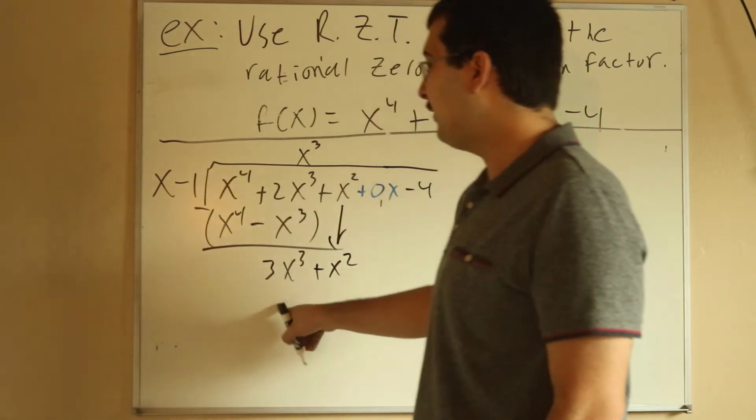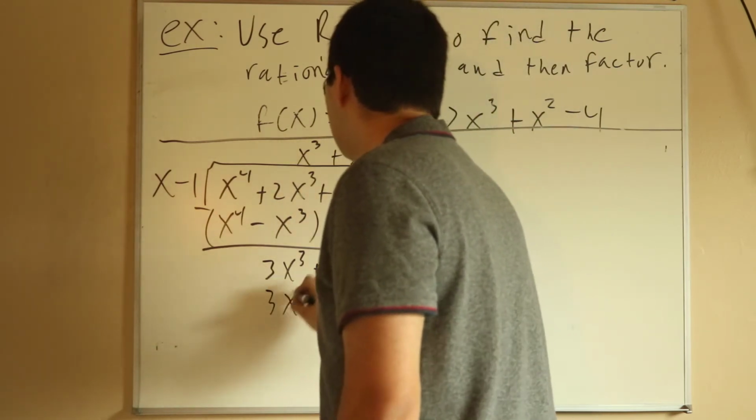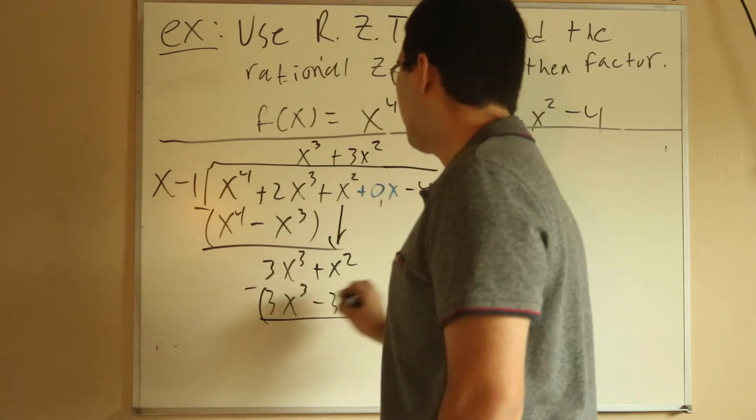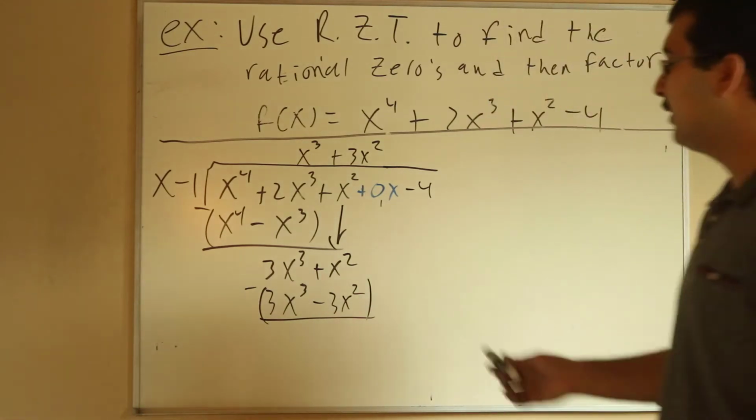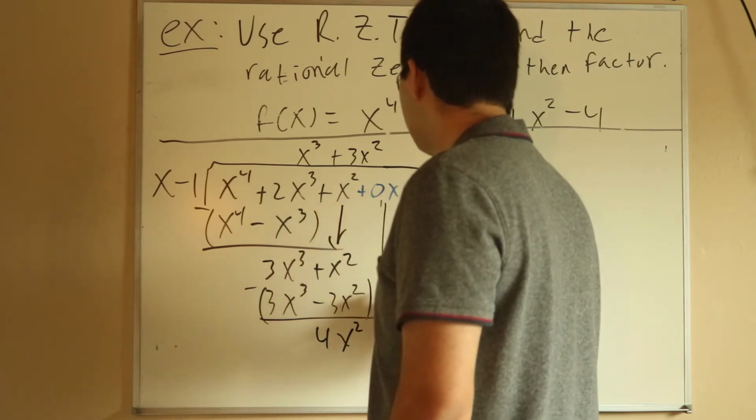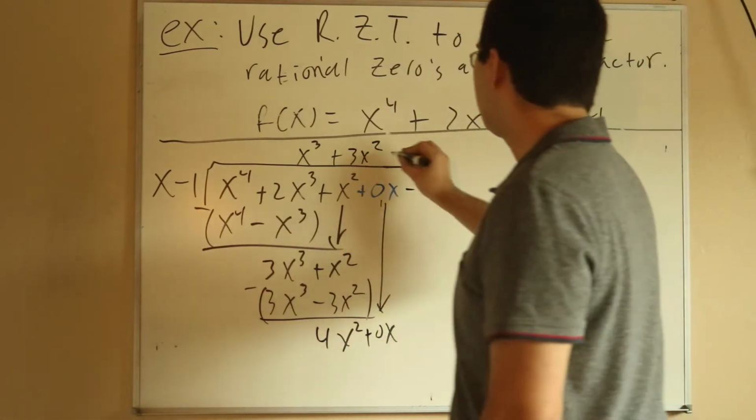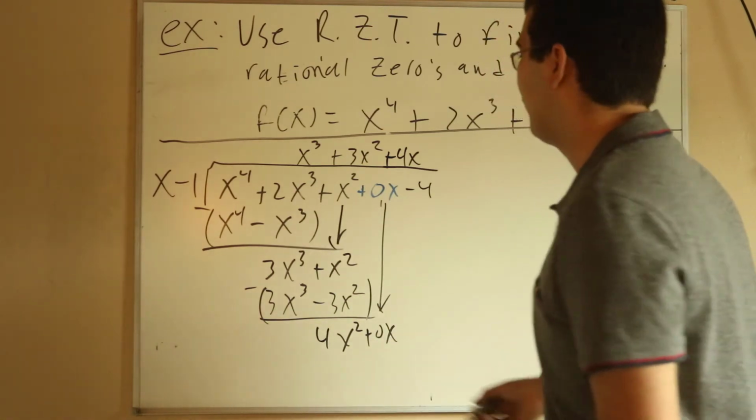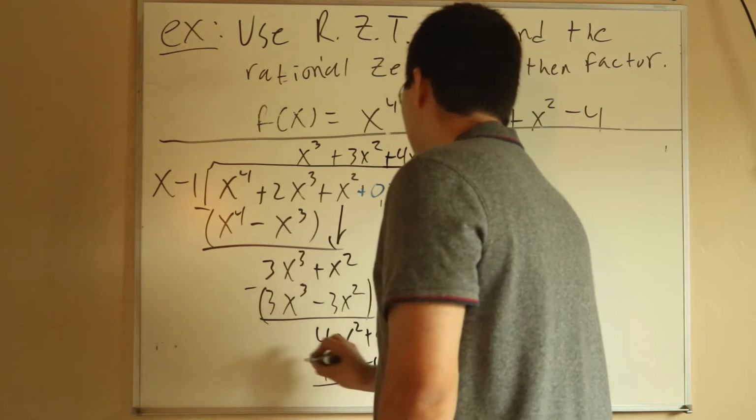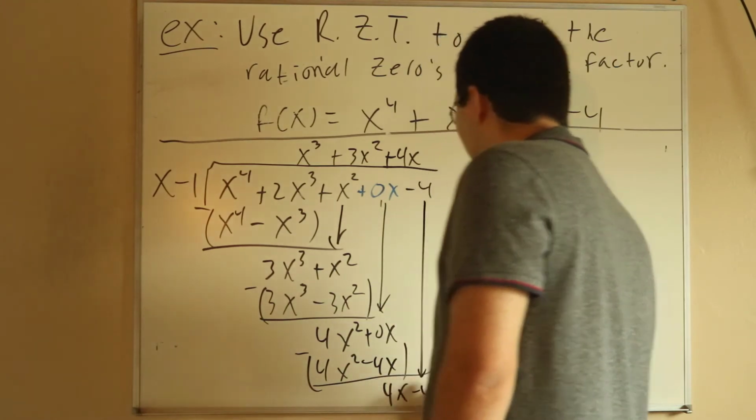So I want to match these two values, 3x cubed and x. That means I need to multiply by 3x squared. 3x cubed minus 3x squared. Again, I do my subtraction, writing my parentheses to help me remember to distribute. Simplifying, I get a 4x squared, and bring down my 0x. I need to multiply by 4x to match. So I go through that process again, and I get 4x squared minus 4x. Do my subtraction, I get a positive 4x, bring down the minus 4.